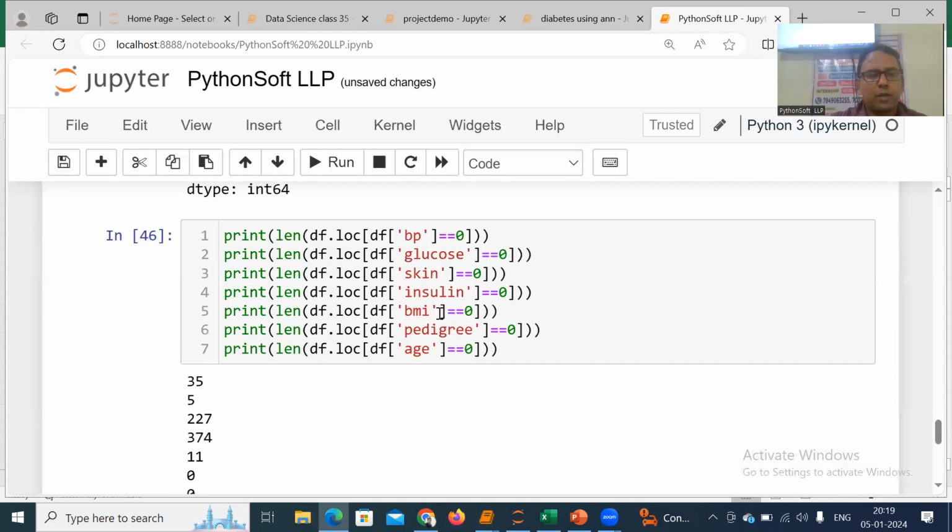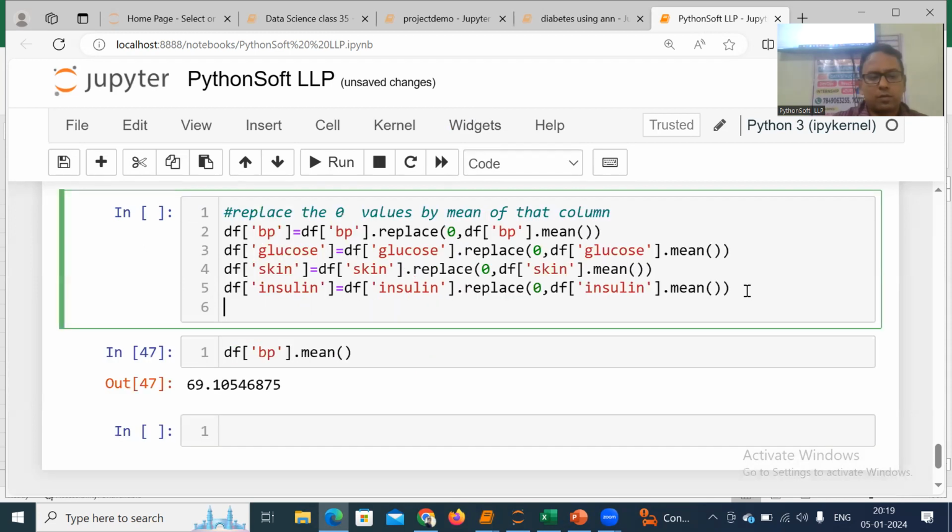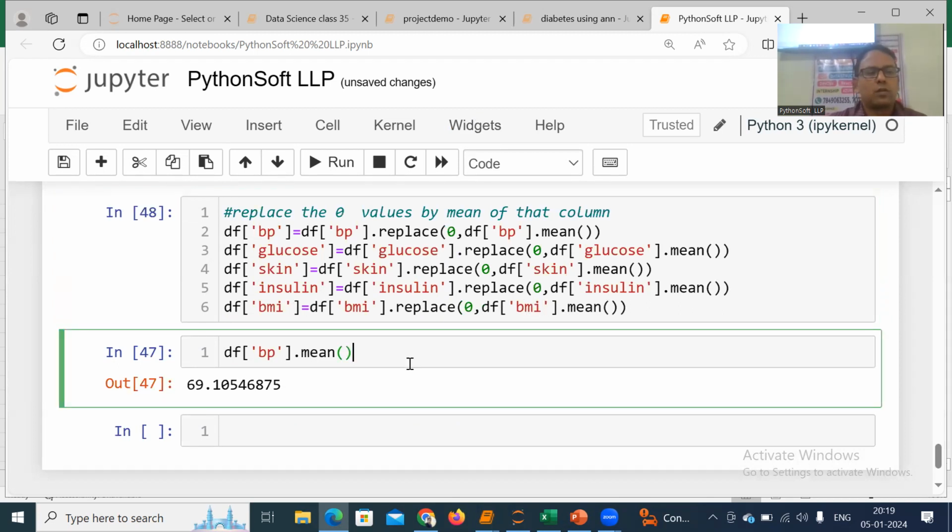After insulin, it's body mass index, BMI. Pedigree and age are not required. Then body mass index, BMI. Done. Now my data set has no zero values.